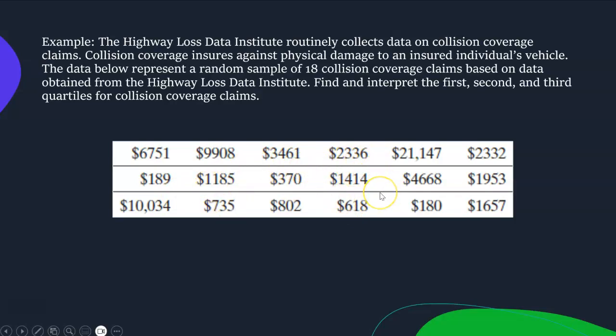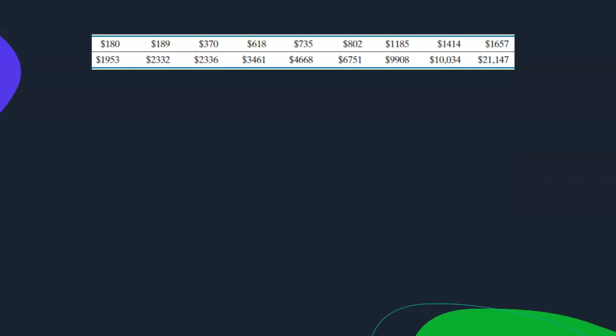You will have to go through and put these in order, which I have already done in this chart right here. There were 18, so I broke it into 2 halves. I put 9 up here and 9 down here, okay? These are the first 9 data points. These are the second 9 data points. Now, the first thing we will want to find is the median. In order to find the median, we have to find the middle number.